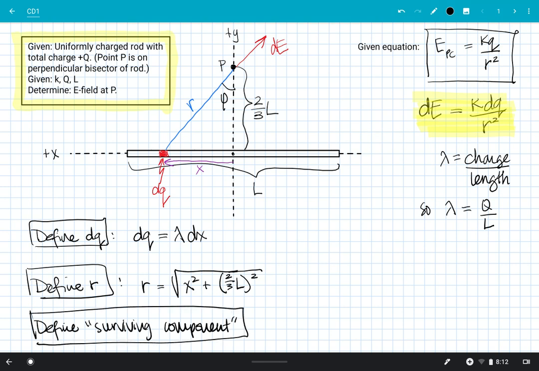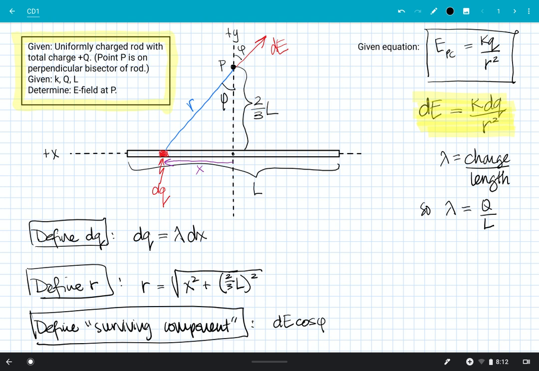Now, in order to do that, I'm going to go ahead and label this angle up here phi, right? And the surviving component of every DE is only the vertical component. The surviving component of every DE, and by every DE, I mean as you slide along this charge distribution and consider every single DQ. Every DQ creates a DE. Every DE has a partner on the other side such that all the horizontal components cancel. So we are only left with the vertical component, such that the surviving component I can define as DE cosine phi.